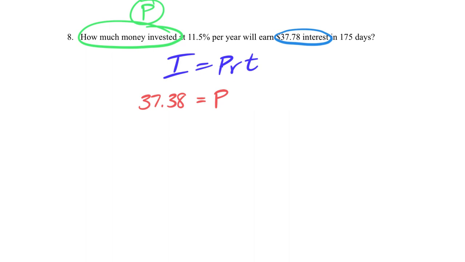What was my interest rate? Well, it's 11.5%, so that is 0.115 as a decimal. I earn that for an investment of 175 days. So my 175 out of 365 becomes my fraction.